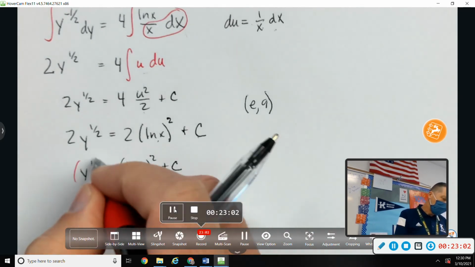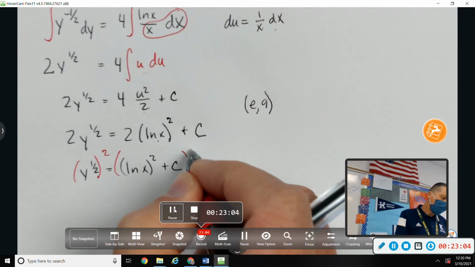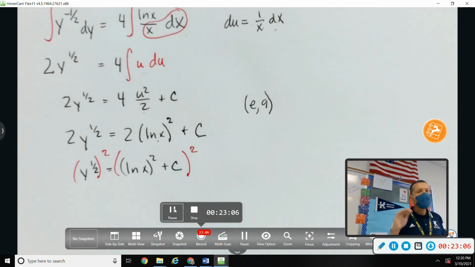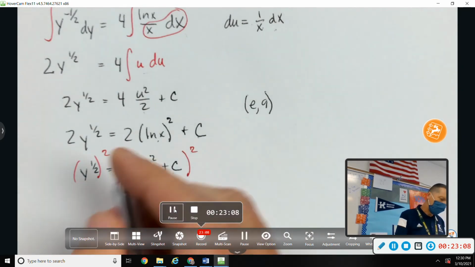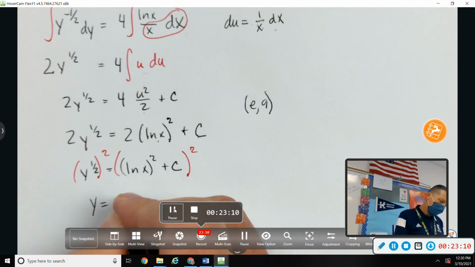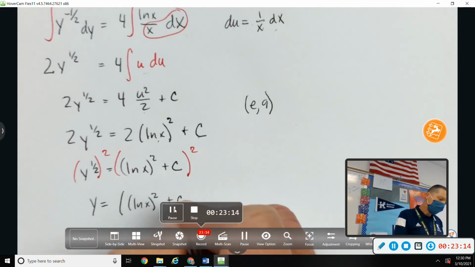The 1/2 power is a square root, so I'm going to square both sides. I can't square the pieces, though. I have to square the entire right-hand side. So I'm kind of just stuck with natural log of x squared plus C squared.